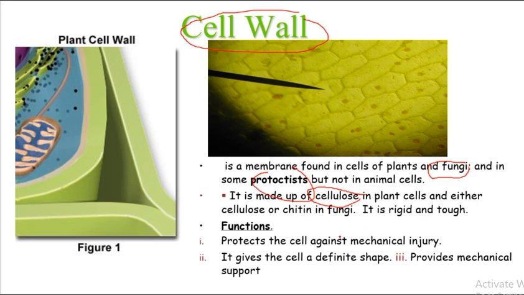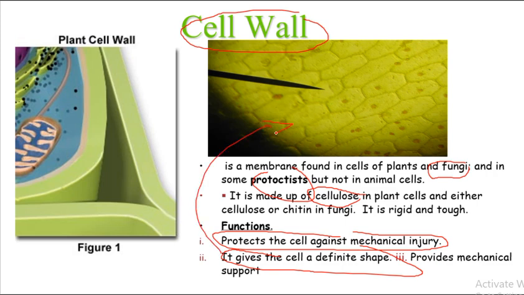The role of the cell wall is to protect the cell against mechanical injury, and it gives the cell a definite shape. That is why these plant cells, as you can see, have a definite shape. You can see the definite shape here. It does not change. It also provides mechanical support due to the presence of cellulose.